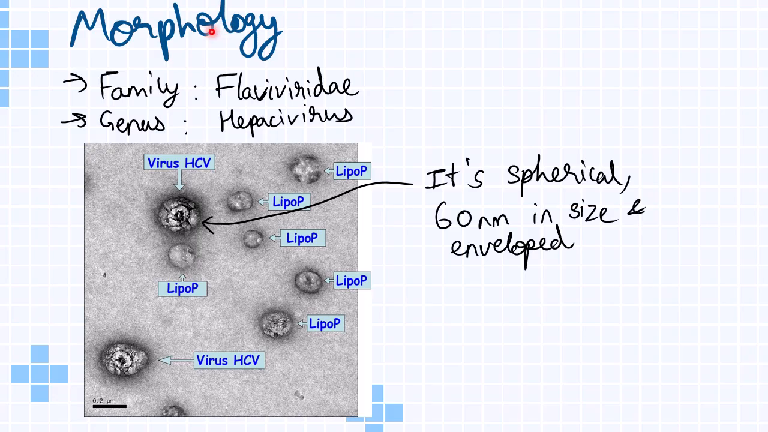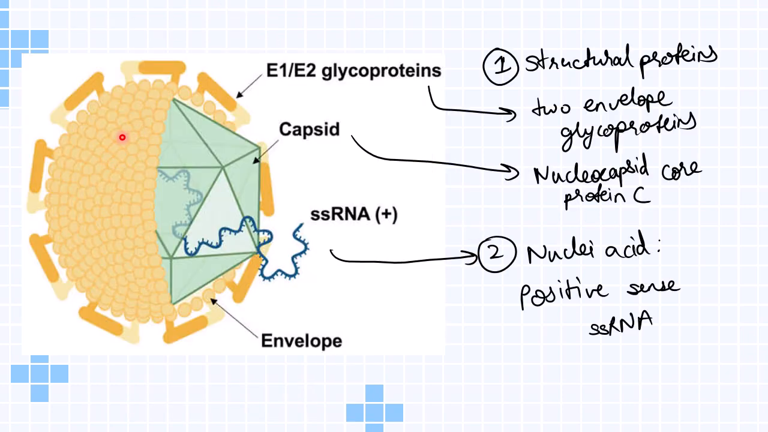Talking about the structure and the address of this virus, it belongs to the family of Flaviviridae and the genus is Hepacivirus. It is spherical in structure, 60 nanometer in size, and it is enveloped as you can see in this image. Diving deep into the structure, the outer structure is covered with an envelope, and on the envelope we find various glycoproteins such as E1 and E2. Inside the envelope we find capsid, and inside capsid we have positive sense ssRNA.